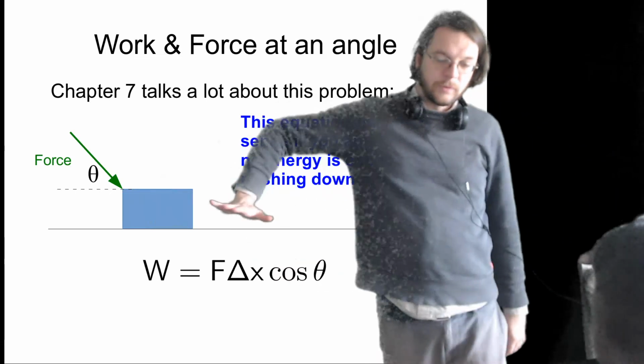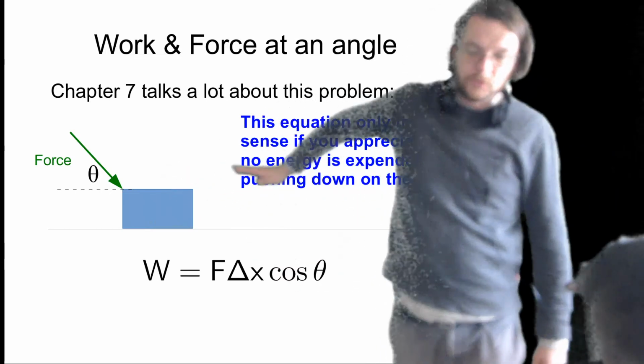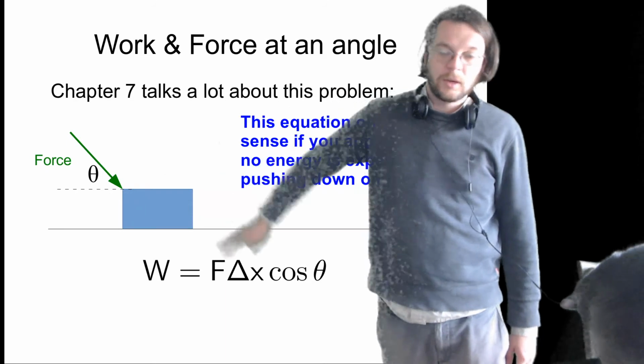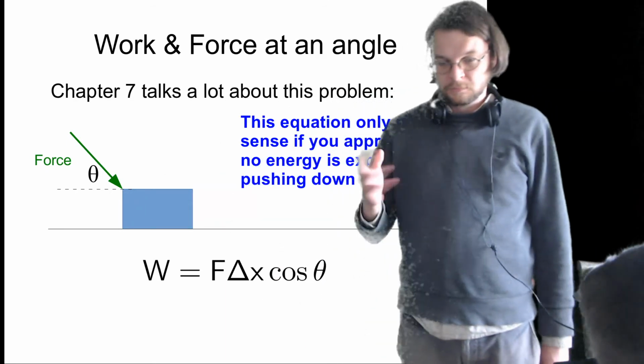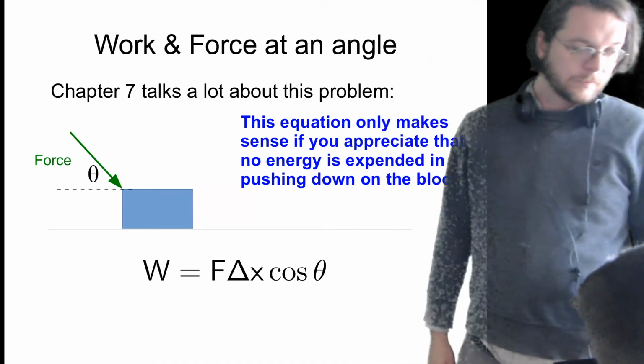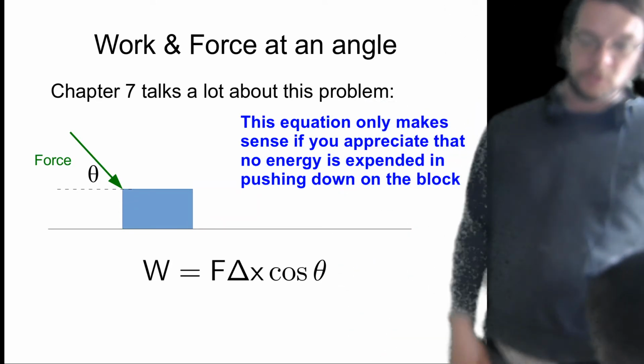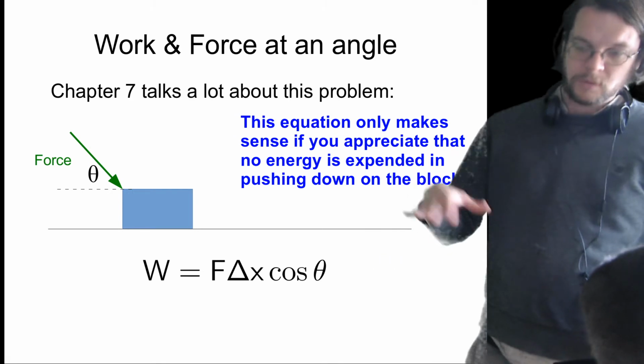The vertical component of the force, which is real, right? So when you're pushing at an angle, part of that force is pushing down. That does no work at all. Like F sine theta, there's no work associated with that, because they're not actually managing to push it downwards and have it actually move.